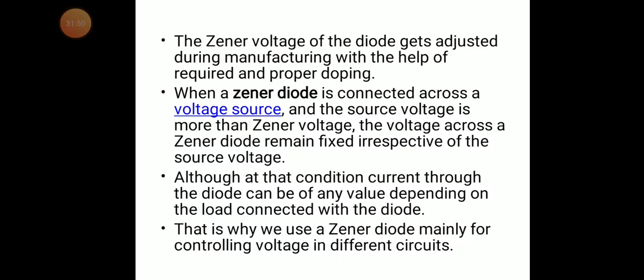When a Zener diode is connected across the voltage source and the source voltage is more than Zener voltage, the voltage across the Zener diode remains fixed irrespective of the source voltage. Although at that condition, the current through the diode can be of any value depending on the load connected with the diode. That is why we use a Zener diode mainly for controlling voltage in different circuits.